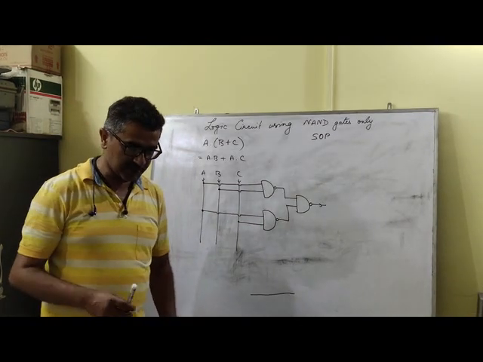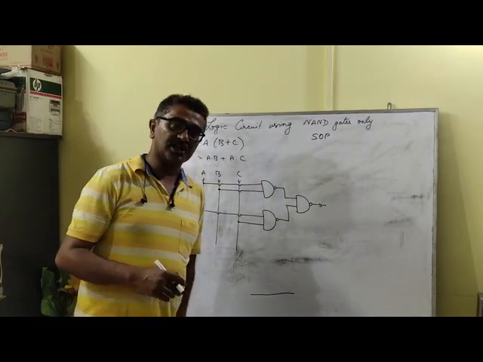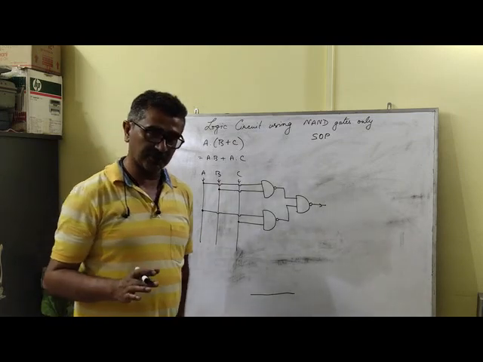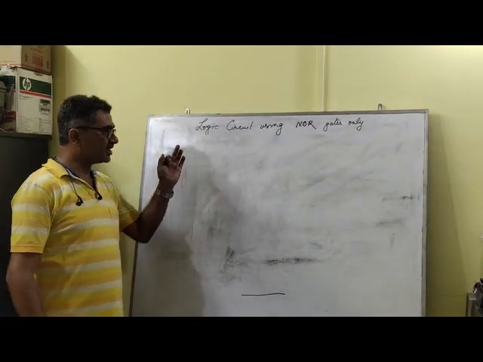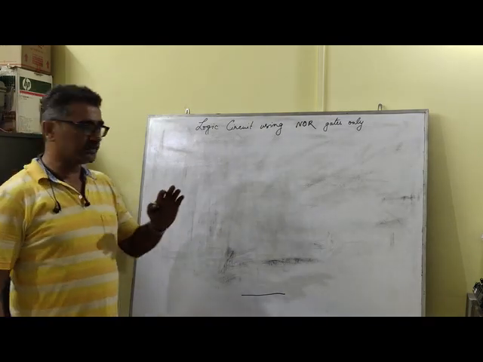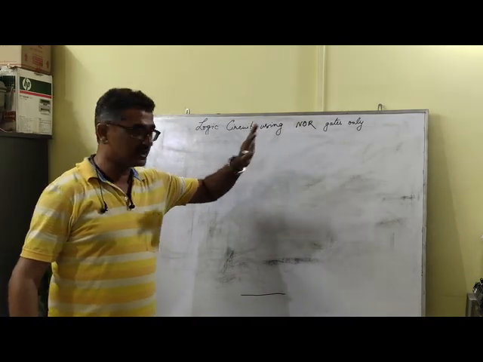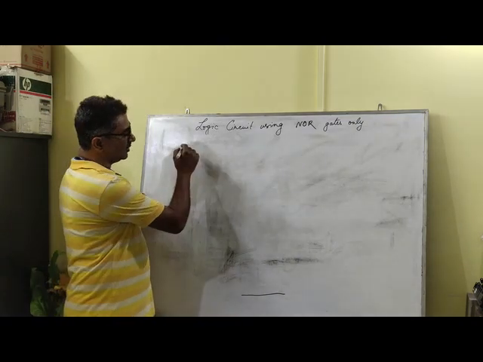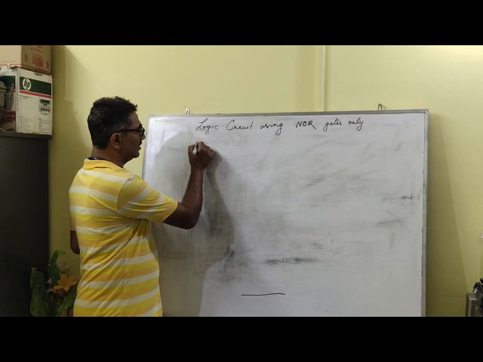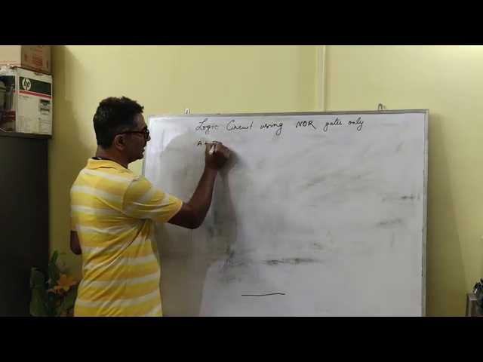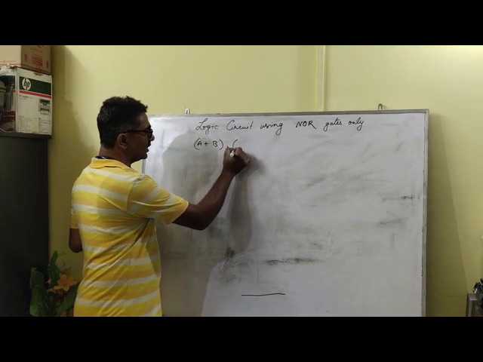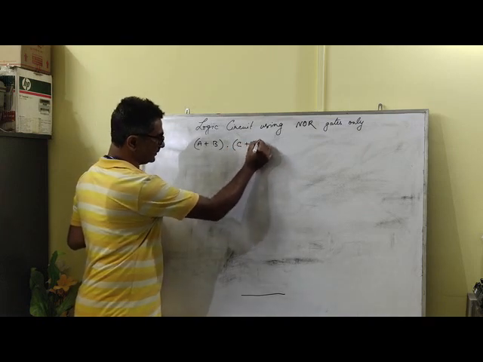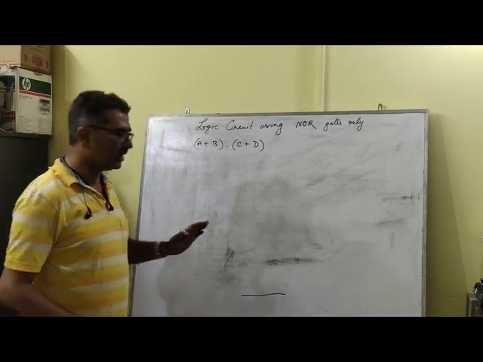Now what we are going to do is learn the construction of any logic circuit using NOR gates. Now we'll try the construction of every possible circuit using only the NOR gates. So how do we do this? Suppose we have a mathematical expression of this sort, (A plus B) dot (C plus D). Suppose we have this.